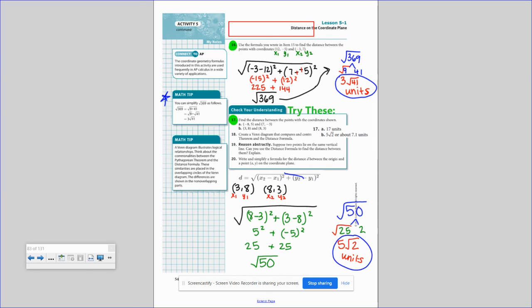Okay, so making sure you label your points x1, y1, and x2, y2. So that way when you're substituting them into the formula, you don't get things mixed up.